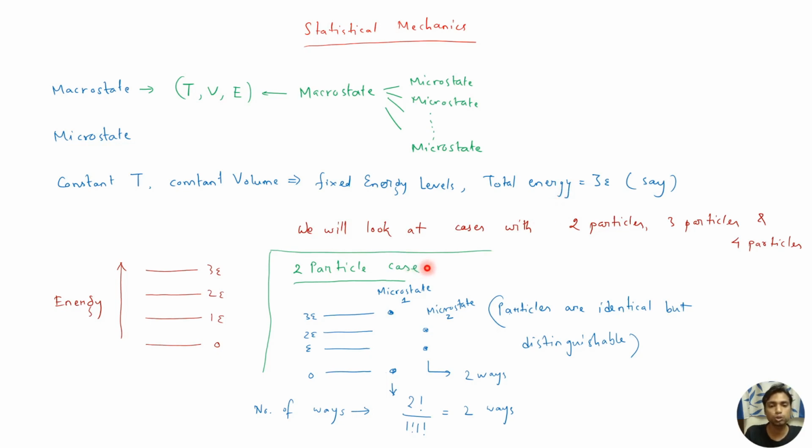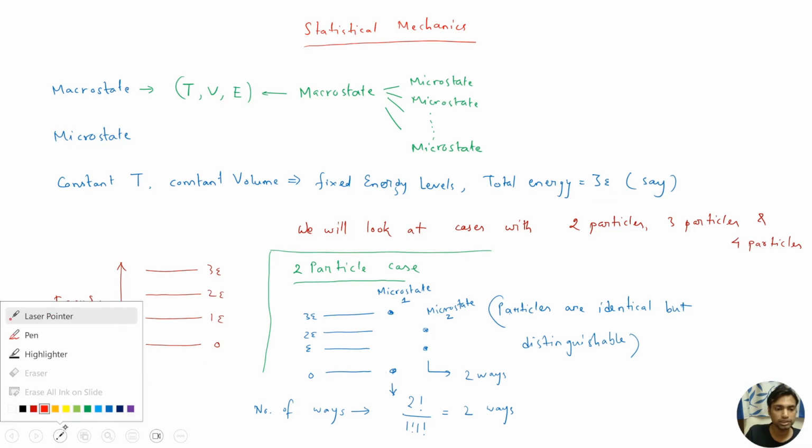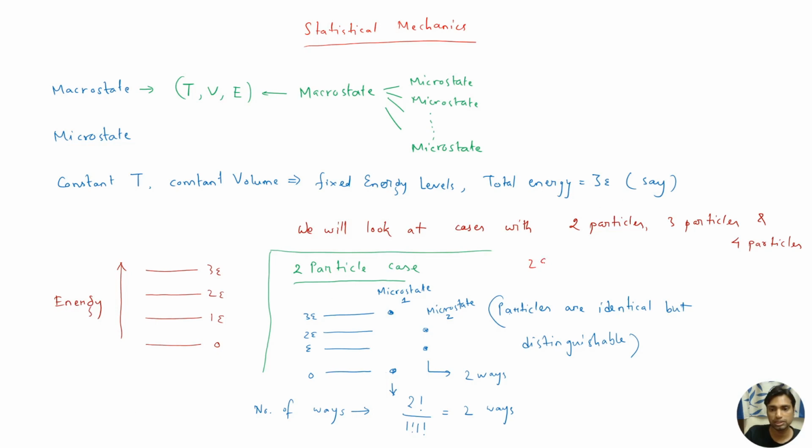So let us look at the 2 particle case. In the 2 particle case we want to have an energy of 3e. How can we get 3e? We can get 3e by two methods. One is 2e plus, so we have 2 particles, right? One particle in the 2e energy level and another particle in the 0 energy level, or one particle in... so we want 3e.